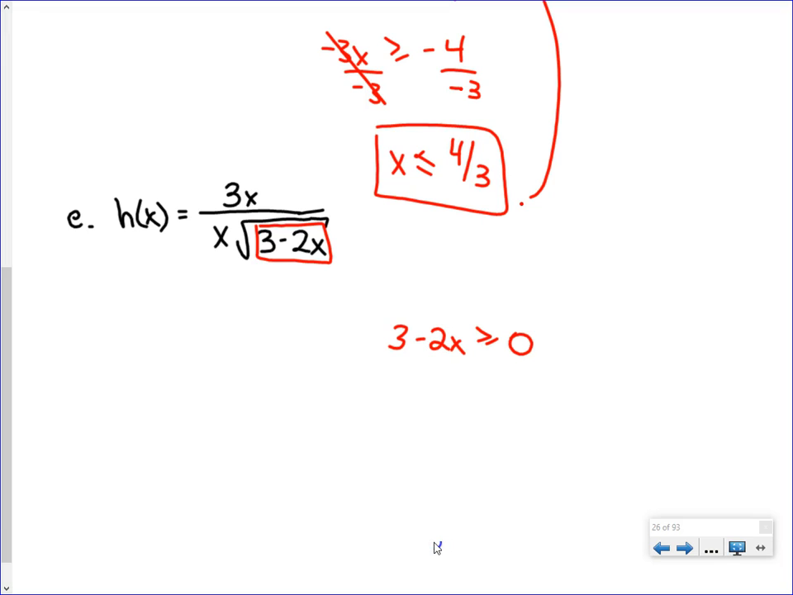Exactly. So I'm going to go ahead and think about the denominator as well. And x times the square root of 3 minus 2x cannot equal 0 either. Now, I know that 3 minus 2x is written in 2 places right now. We're going to have to resolve everything at the end and say, okay, put all the conditions together and figure out what the domain needs to be. But my question to you, first of all, I think you know how to solve that. 3 minus 2x greater than or equal to 0.